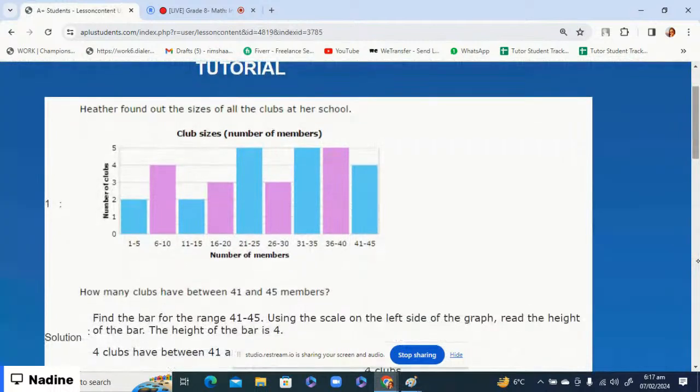So here is basically the histogram. Heather found out the sizes of all the clubs at her school. First size is 1 to 5, then 6 to 10, then 11 to 15, 16 to 20, all the sizes. How many clubs have between 41 and 55 members? We check the members. The number of clubs is given and the number of members is given. So we check the number of members from 41 to 45.